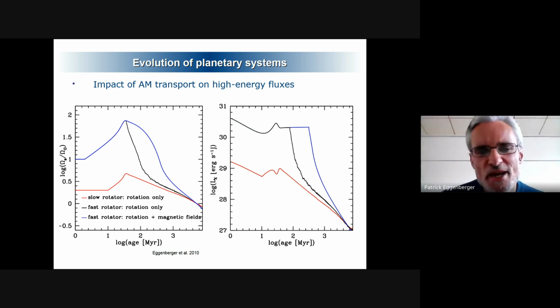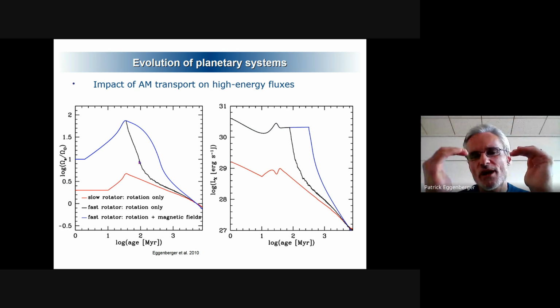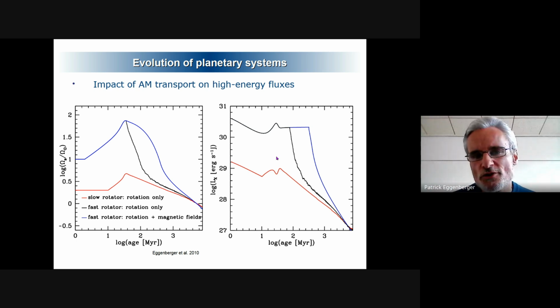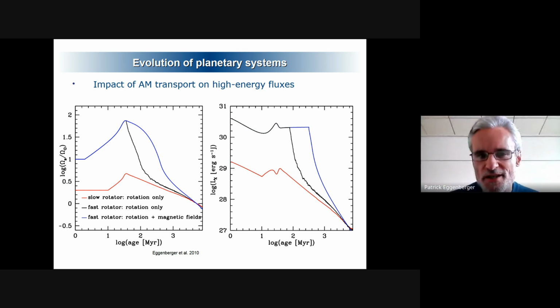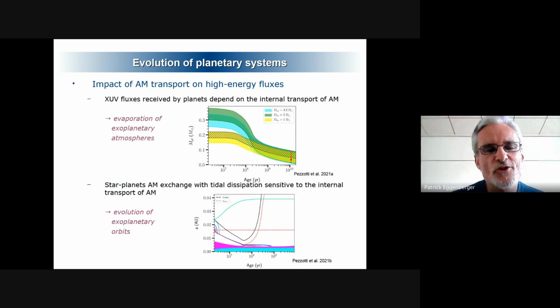I just want to finish here by illustrating this. Of course, depending on the internal transport of angular momentum, you will change a bit the rotation velocity of the star. This is illustrated here for a one solar mass star. You have the model with magnetic field here, fast rotating, and the model without magnetic field. And due to the fact that you are able to brake the surface more rapidly without magnetic field, you will also change the X-ray fluxes received by your planet. So all the magnetic and rotational properties can be followed within this framework, and this has some consequences for the XUV flux received by the planet. So this will change the evaporation of exoplanetary atmospheres.